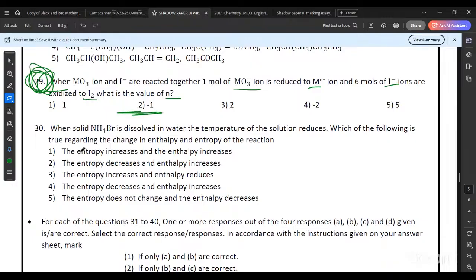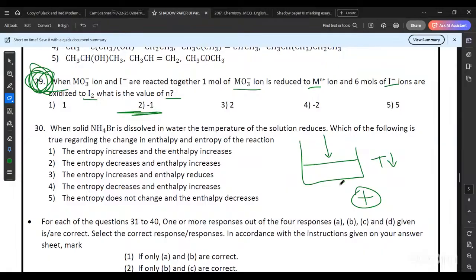When solid sodium bromide is dissolved in water, the temperature of the solution reduces. When you put sodium bromide into a solution, the temperature reduces. The reaction has a positive enthalpy change. That means it is endothermic. Endothermic means the surroundings lose heat, and the enthalpy of the system increases.